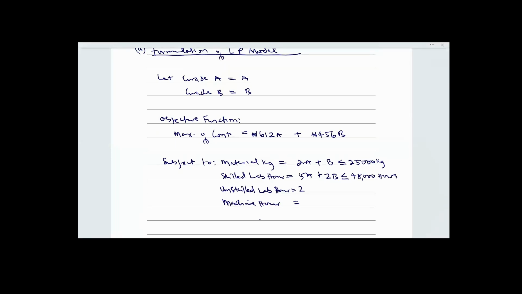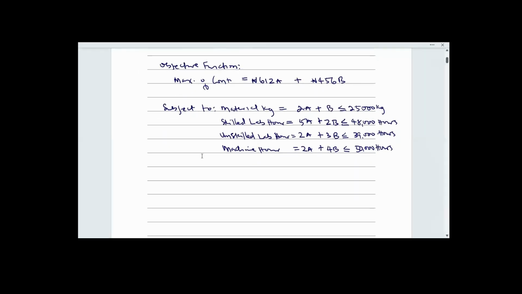Then here is 2 of A plus 3 of B less than or equal to 39,000 hours. Then for machine hours, we have 2 of A, 4 of B. 2A plus 4B less than or equal to 50,000 hours.